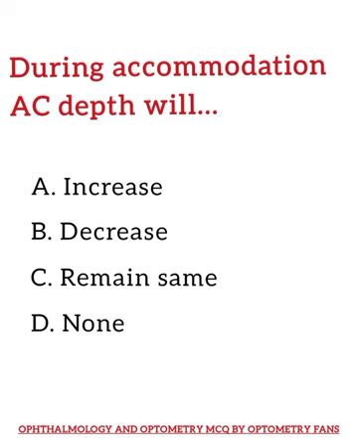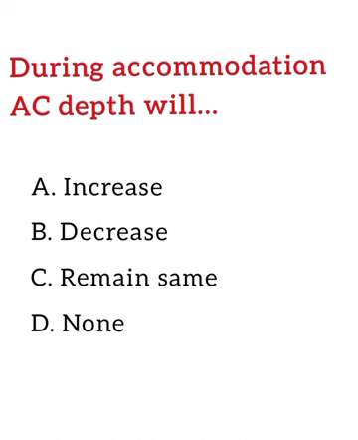During the accommodation, anterior chamber depth will be option A, increase. Option B, decrease. Option C, remain same. And option D, none of the above. The correct answer is option B, decrease.